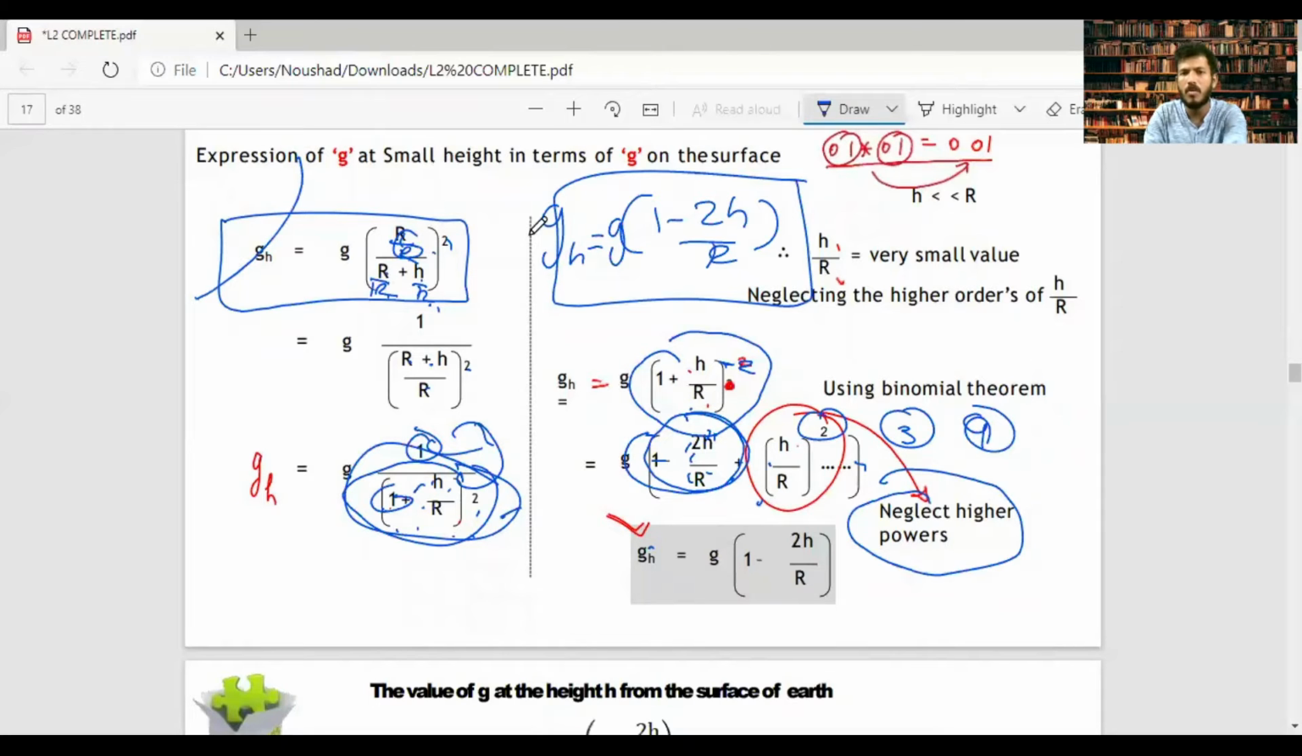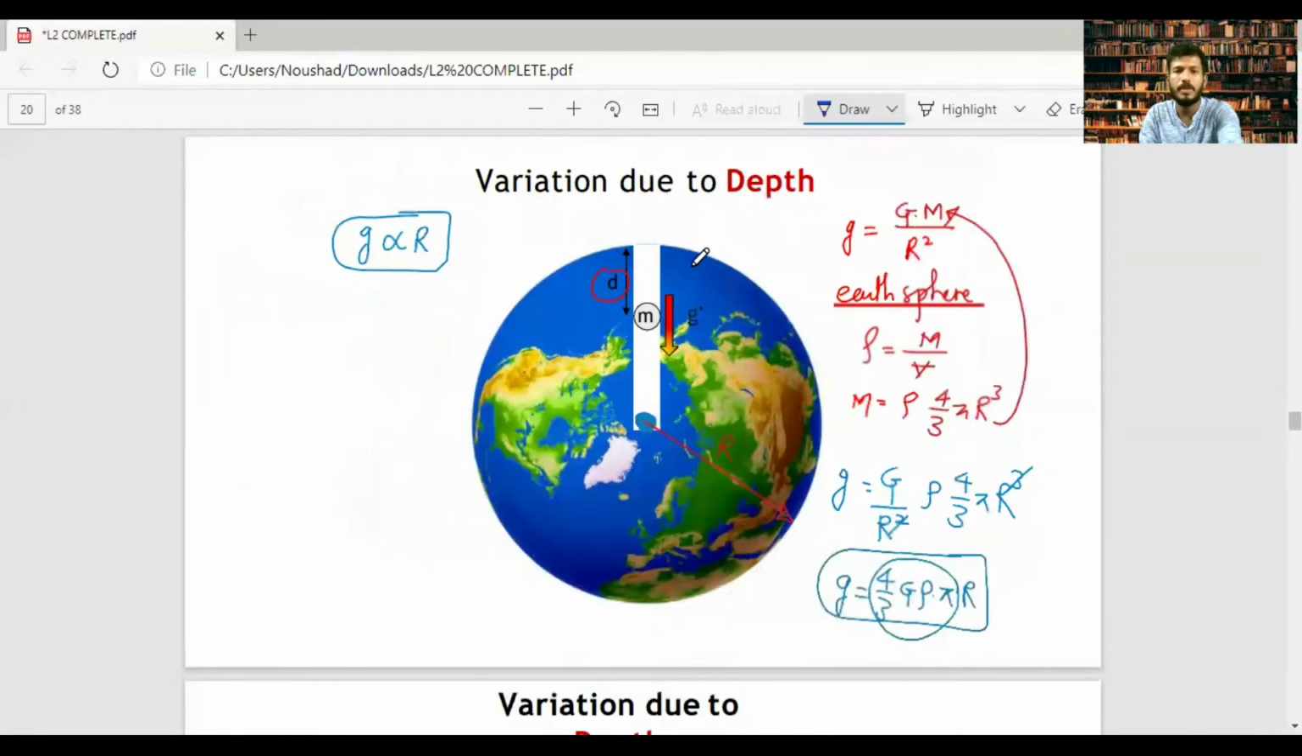This is an equation. Also this one is an equation, because when height is given, we can calculate gh, acceleration due to gravity due to height. Only height is given, no problem. We can calculate acceleration due to gravity, because I have the equation gh = g(1 - 2h/R). Look at dear students, h is given, R is known, g is known, then gh can be calculated. Very simple. So this is a very, very important topic.